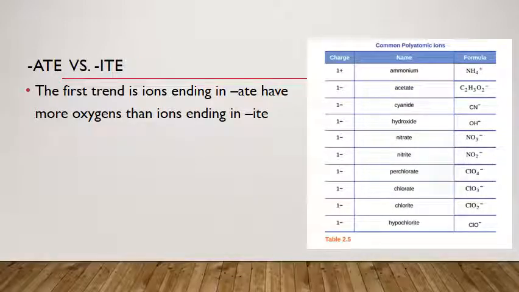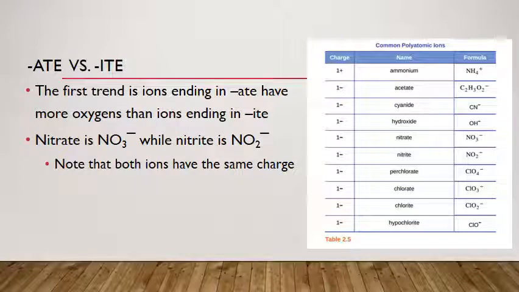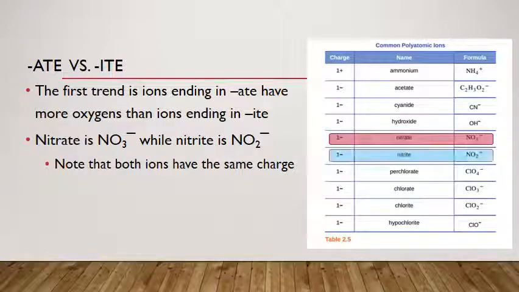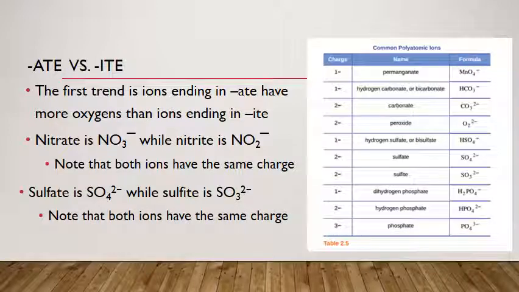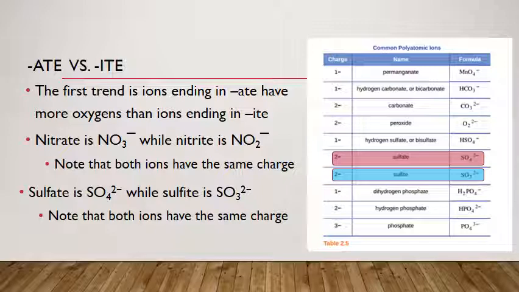The first trend is ions ending in ATE have more oxygens than ions ending in ITE. Nitrate is NO3 minus, while nitrite is NO2 minus. Note that both ions have the same charge. Same with sulfate, SO4 2 minus, while sulfite is SO3 2 minus. Once again, these both have the same charge.